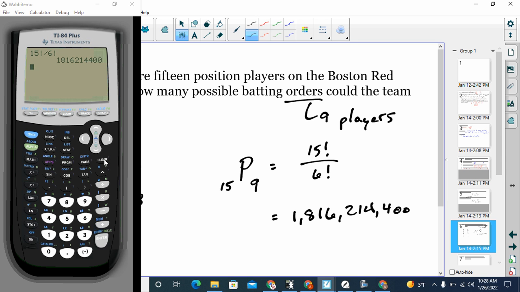Notice we also have under math PRB, we do have a permutation and combination button. To evaluate the permutation of 15 items, choose 9, you type in the 15 first. You go to math, probability, number 2, and then type in the 9. And it gives us the same number.